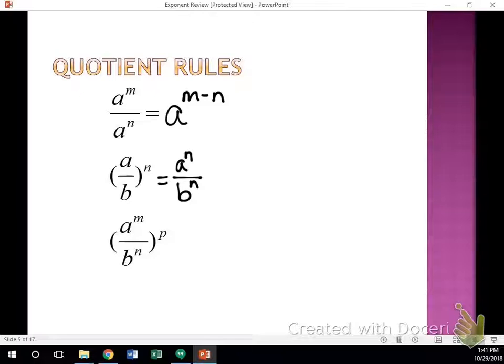The very last one is going to mix some of our product rules with our quotient rules. So we are going to give the exponent outside the parentheses, that p, to both the numerator and the denominator. But because they already have exponents, we are going to have to multiply the exponent it already had to the new exponent that we're giving to it. So a to the m times p divided by b to the n times p.